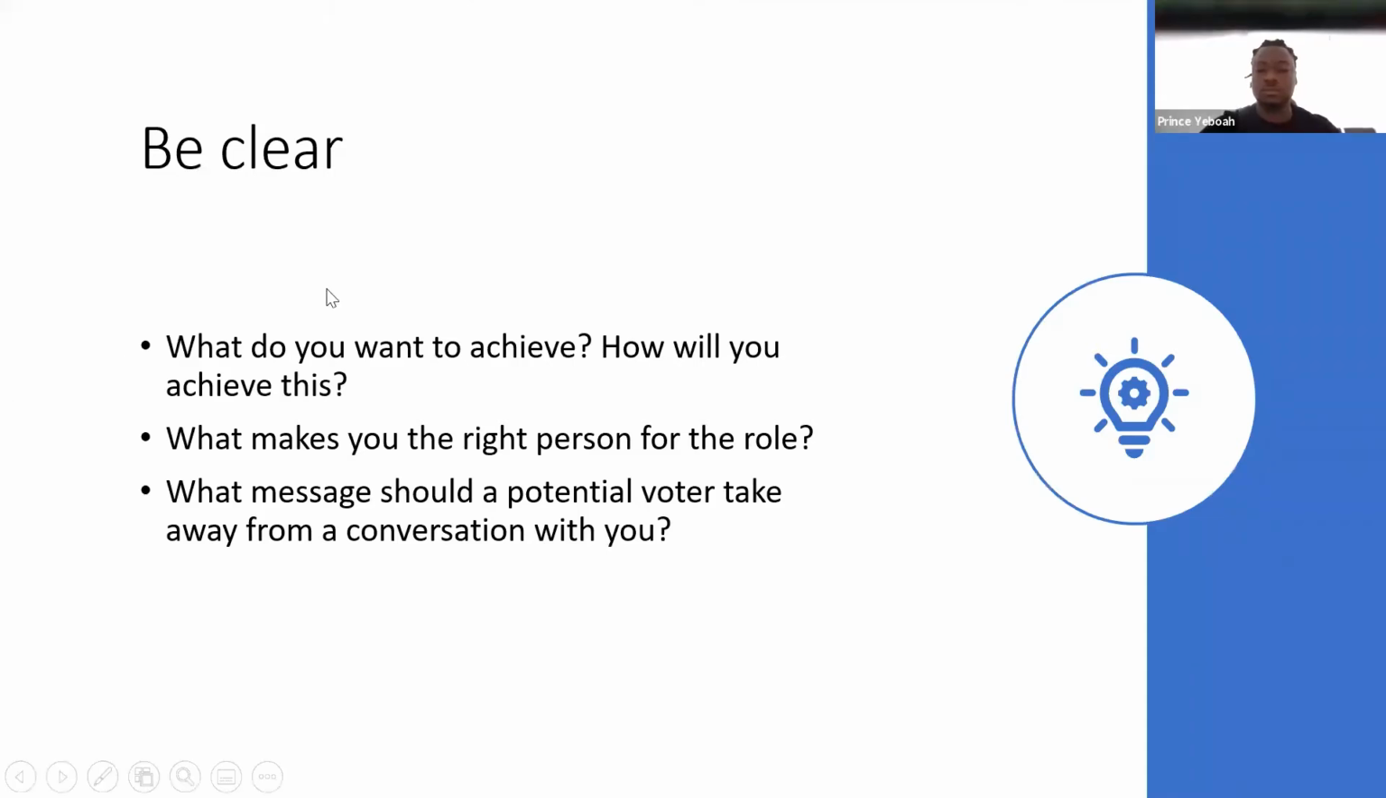I would say front and center is be clear. This goes for when you're writing your manifesto, to if you're having a chat with students out and about during voting week. Be really clear with people. What is it you're trying to achieve? A popular policy at the moment is vending machines. So if you want a new vending machine in your corridor, be really clear with students.